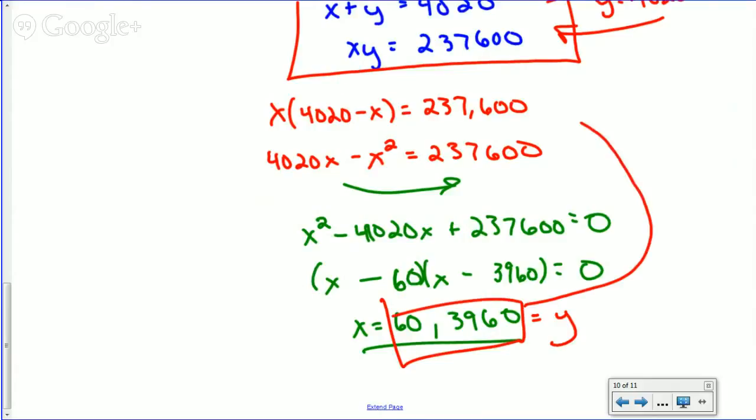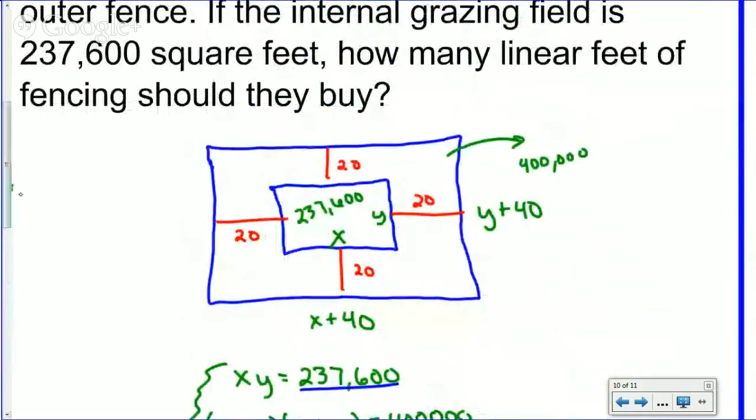If that doesn't make sense, come back up here to this equation right here. We found factors of this, which are 60 and 3,960. So no matter what, I'm dividing by that other number. To go back up here and answer this question, let's just say that x is 60. So this side down here will be 100. Let's say y is 3,960. So this side would be 4,000.